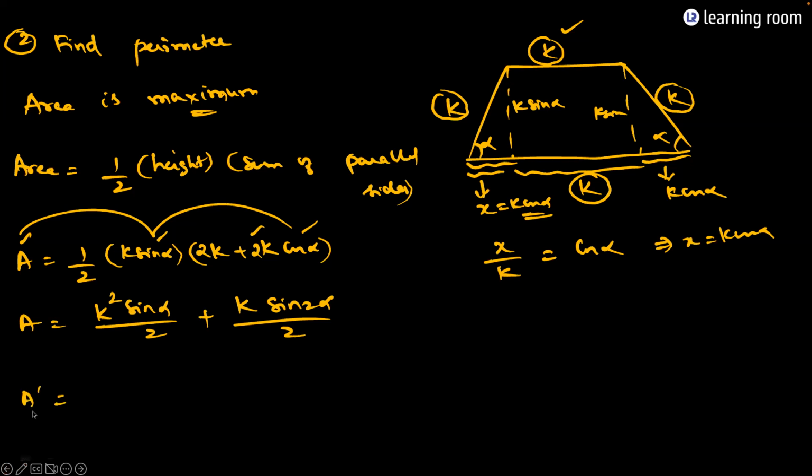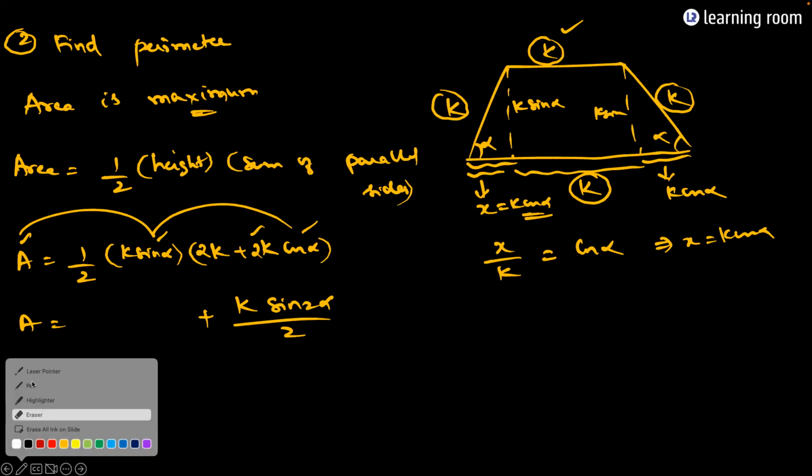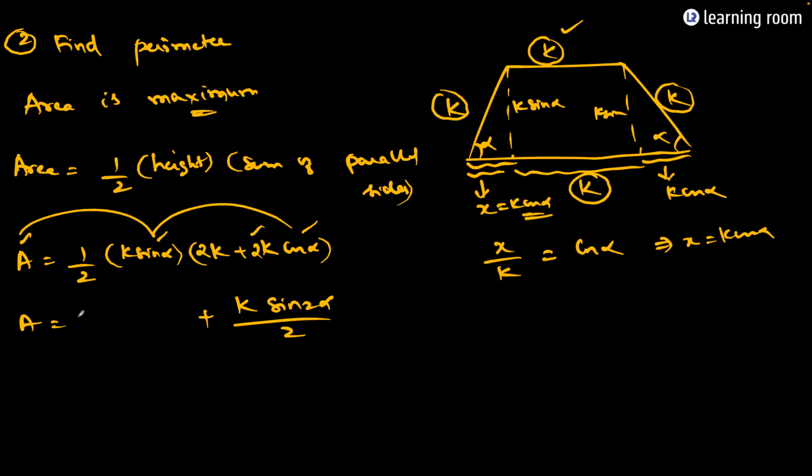I'm sorry. So it should be k square sin alpha plus k square sin 2 alpha by 2. So differentiate this fast, and tell me what is the value of alpha you're getting. Sir, how is it 2k?